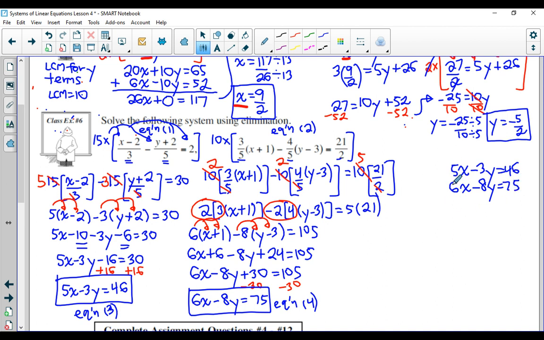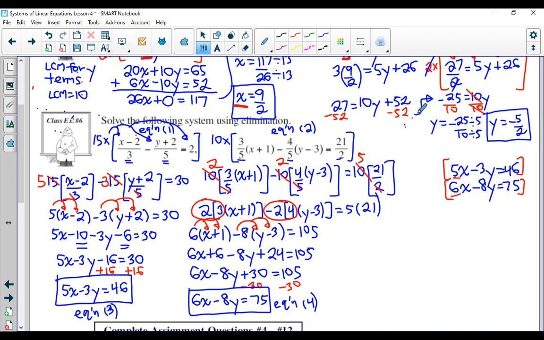Now, unfortunately, again, you can't add or subtract them right away because the coefficients for each variable are different. And nor can you multiply one of the equations by a number to make this work, okay? Because you can't go from 5 to 6 with a whole number. You can't go from 3 to 8 with a whole number. So, got to do the LCM trick. Okay, this time around, I think I'm going to try to eliminate, let's eliminate the x, okay?